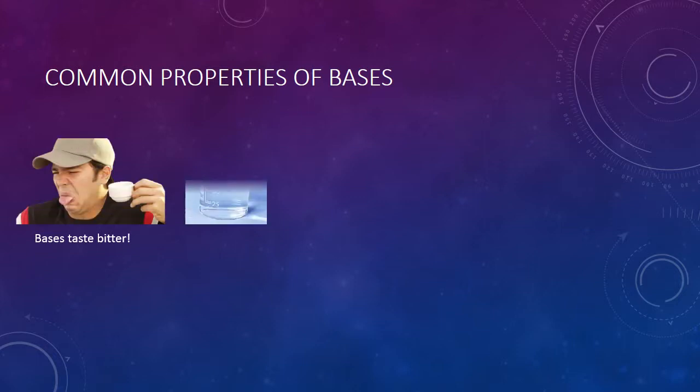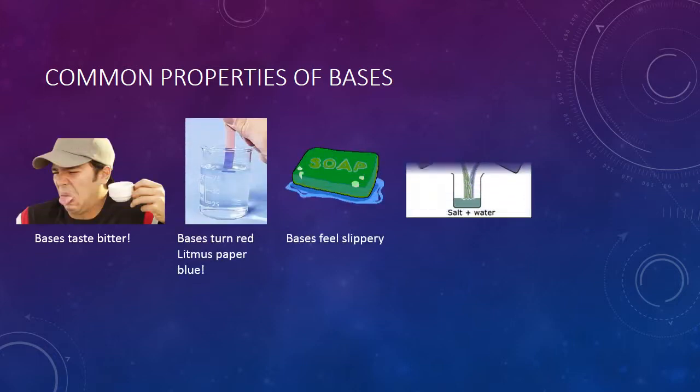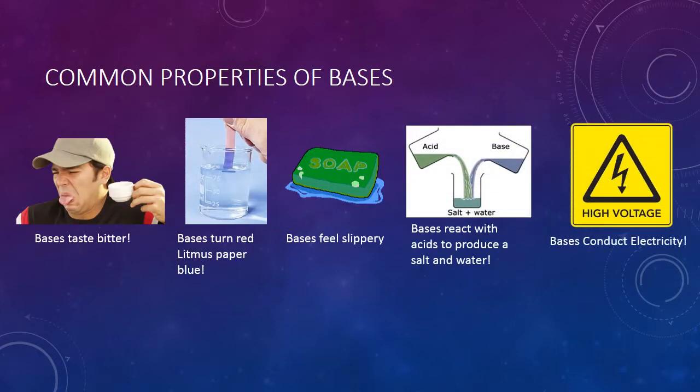Some common properties of bases include that they're bitter, they turn red litmus paper blue, again an inverse, and they're slippery, that's why many soaps are slippery. Again, when they react with an acid, they also produce a salt and water, and like acids, they conduct electricity in solution.